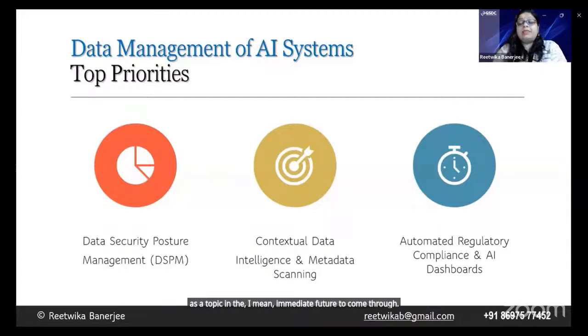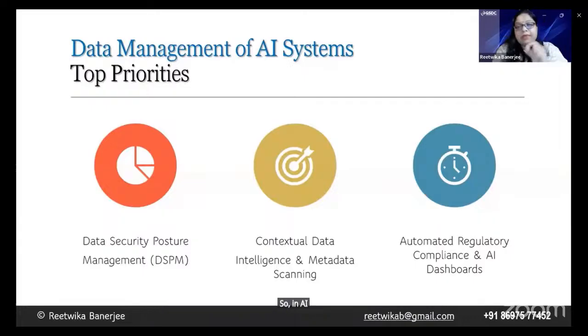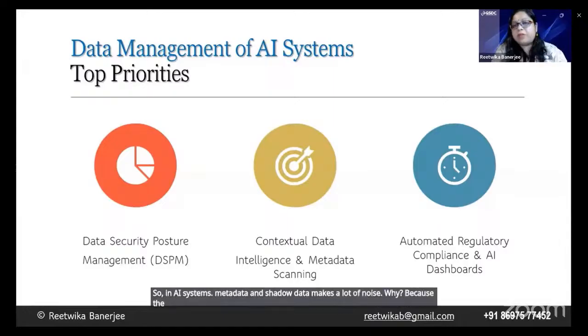Next is contextual data intelligence and metadata scanning. We understand what metadata is, right? It's data about data. In AI systems, metadata and shadow data make a lot of noise. Why? Because the systems are not owned by us. We don't have visibility on the data which has already been put through, shared, or exposed in an AI engine.